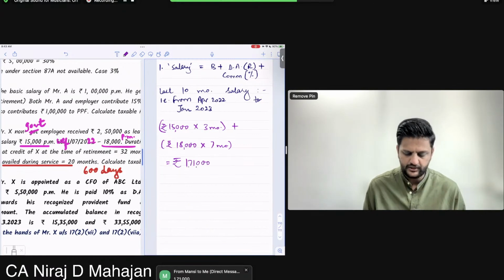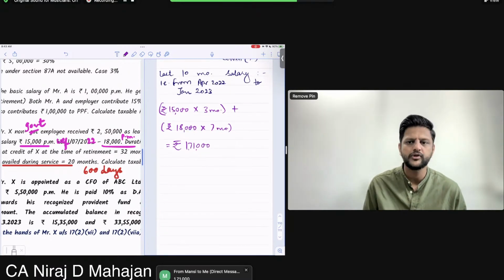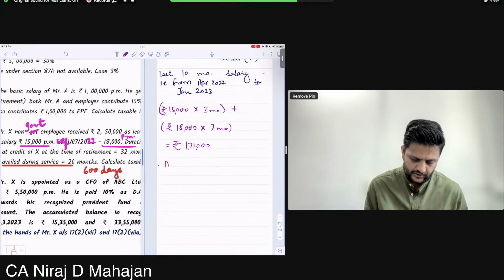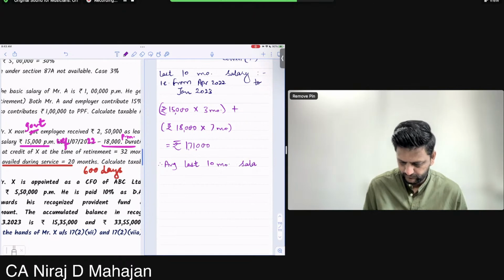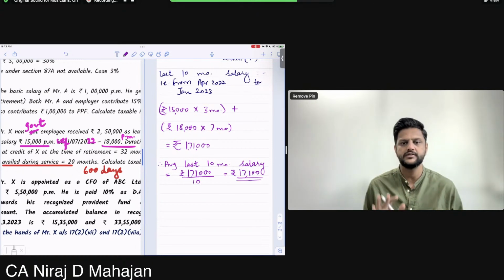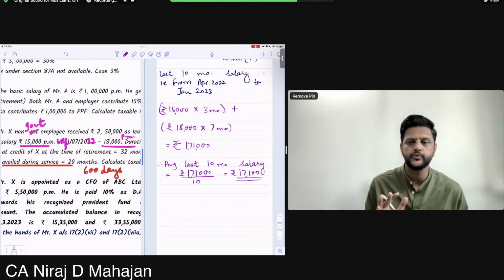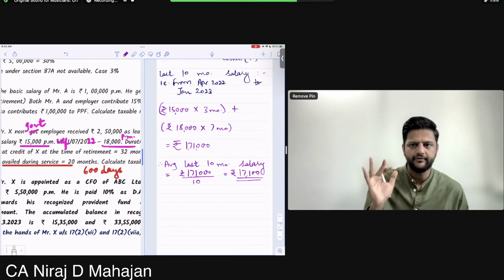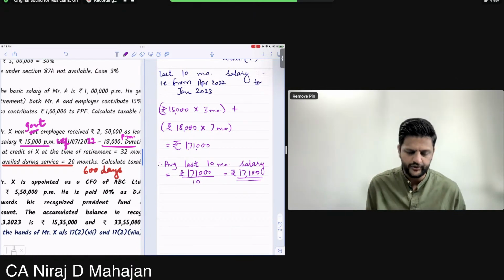Khushbu, Nitin, I hope this is okay. So obviously I'm going to write down, therefore, average last 10 months salary is rupees 171,000 divided by 10 months, is rupees 17,100. This is the average of my last 10 months salary. I got that figure also. Last 10 months salary I got average also. So my two works are done over here.